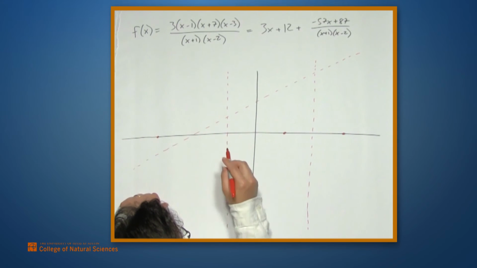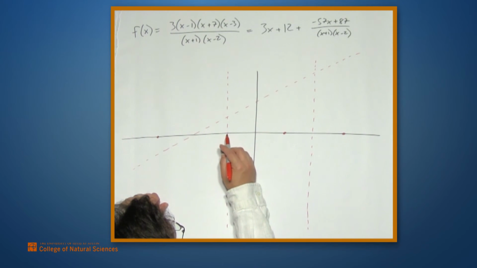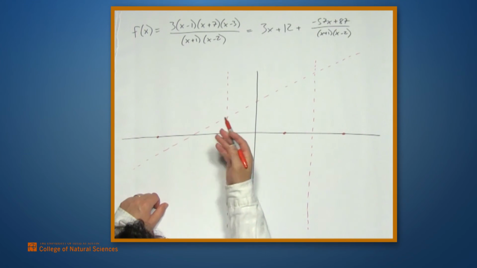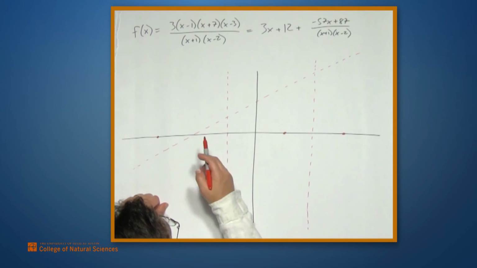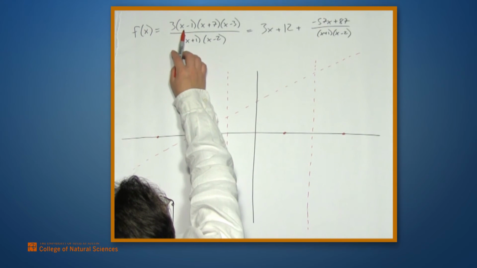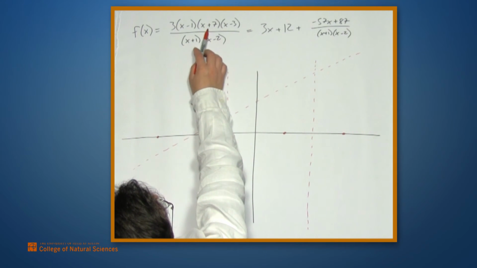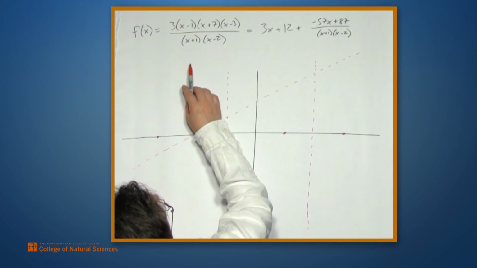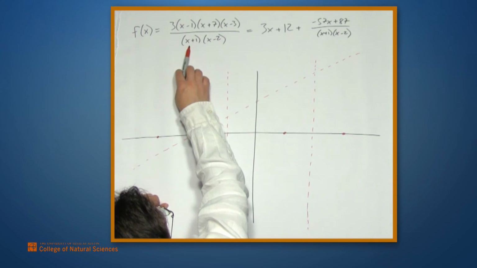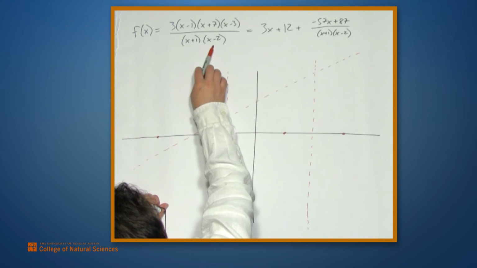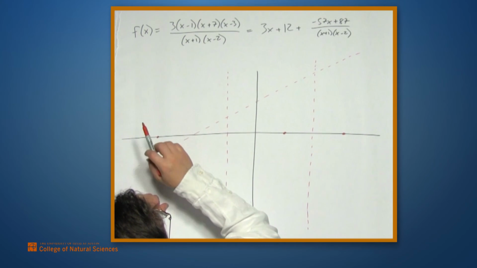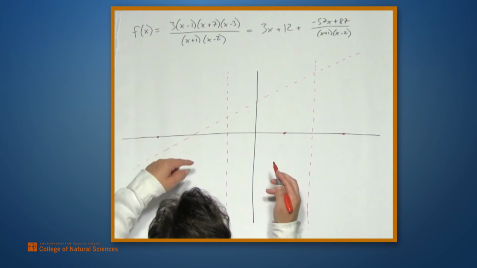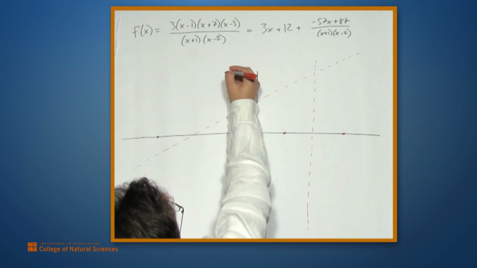So let's go back to this vertical asymptote. This is x equals negative 1. If we plug in something slightly smaller than negative 1, negative 1.01, imagine, then this is going to be negative, this is going to be positive, this is going to be negative, so the numerator is positive. This is going to be negative, and this is going to be negative. So the denominator is also positive. So as we approach this vertical asymptote from the left, we're going to go up toward positive infinity.